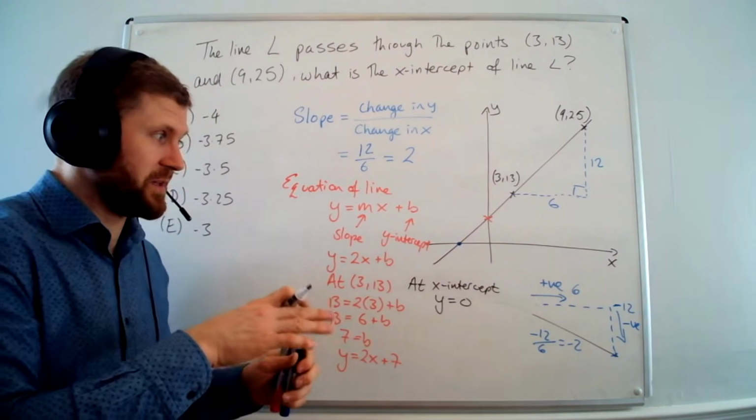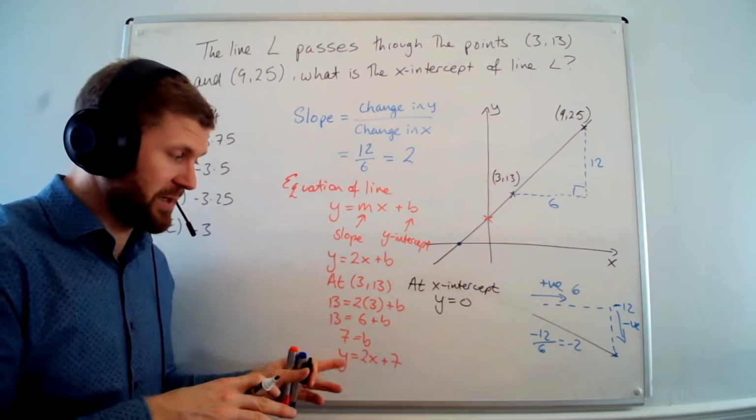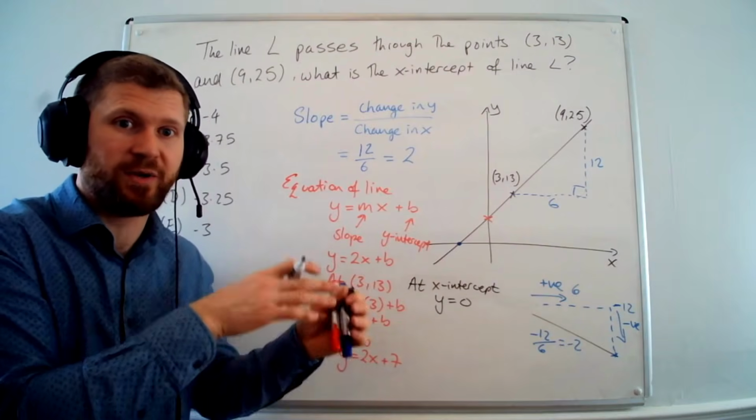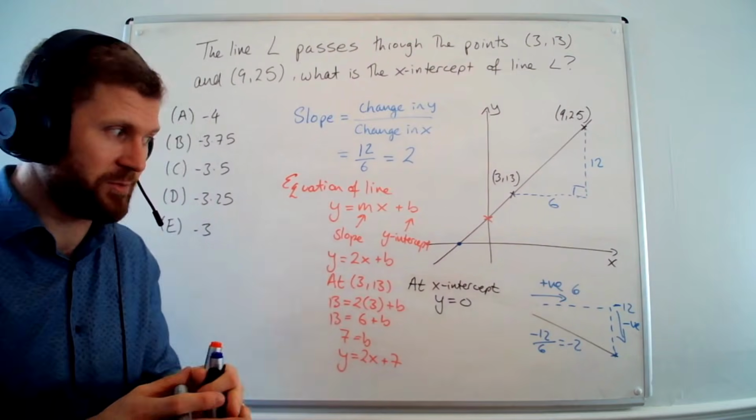If you want to find the y-intercept and you only have the equation, you can do the reverse. So at the y-intercept, the x value will be 0. At the x-intercept, the y value will be 0.